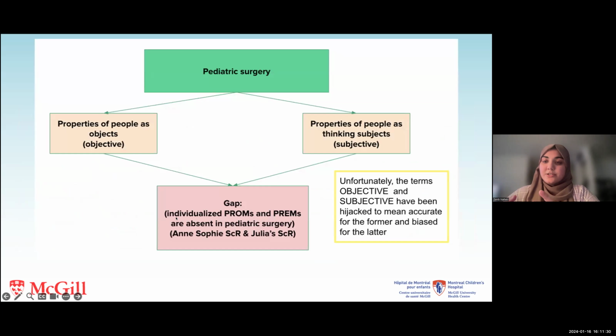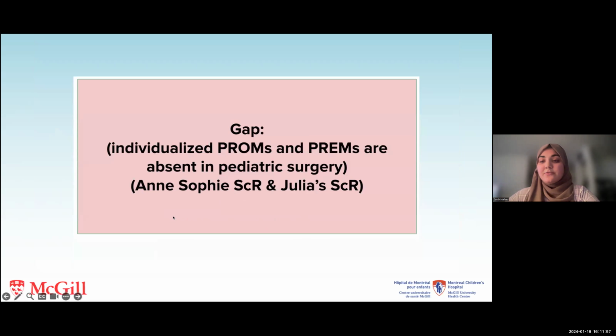In pediatric surgery, we look at people's characteristics in 2 ways: objectively, considering measurable factors, and subjectively, acknowledging individual thoughts and experiences. However, the terms objective and subjective are sometimes misunderstood, suggesting accuracy for the first and bias for the second. This creates a challenge, especially when we don't have personalized measures for patients' outcomes and experiences in pediatric surgery.